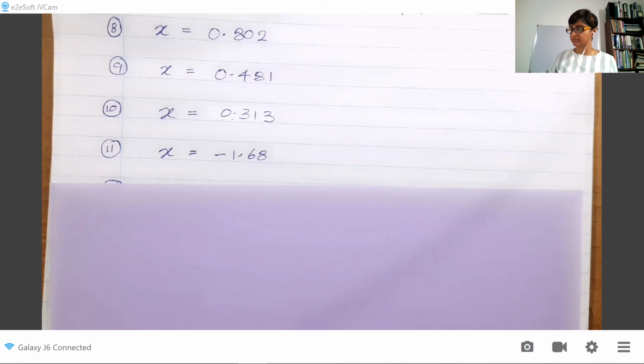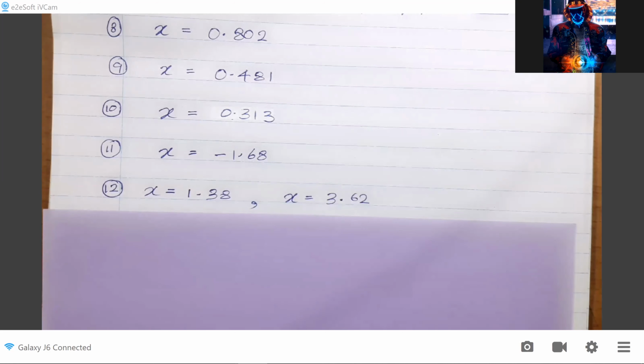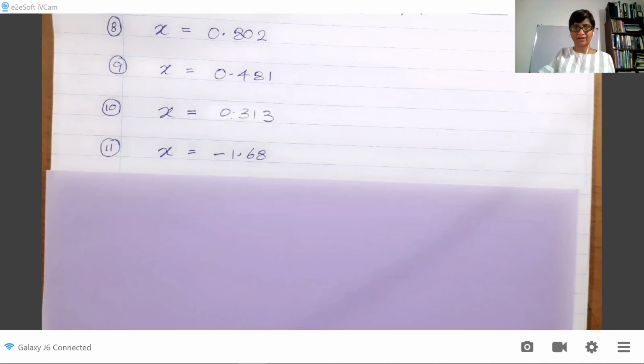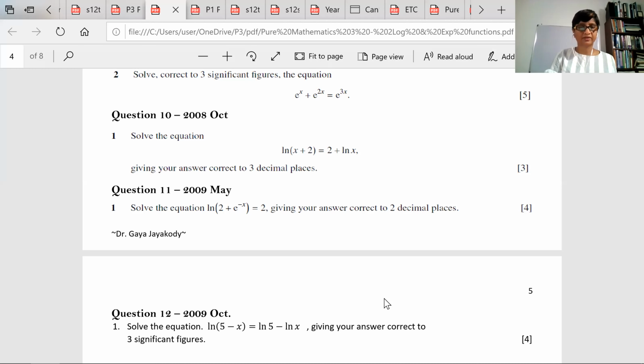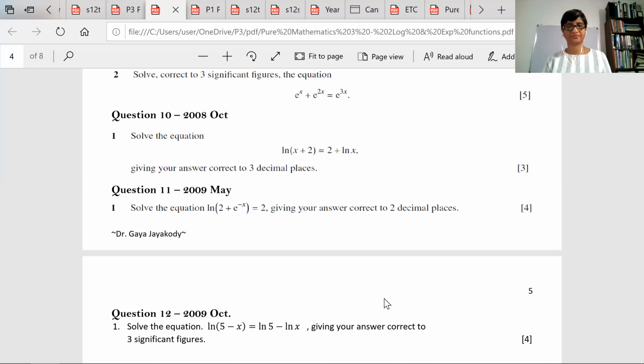Okay, then number 12. Number 12, you get 2 answers. Excuse me, miss. Yes, can you do number 11, teacher? So you didn't get this. Okay, let us go and see what the question is. Is it a log equation or an exponential equation? Number 11 is a log equation. Okay, let's quickly look at that too then.